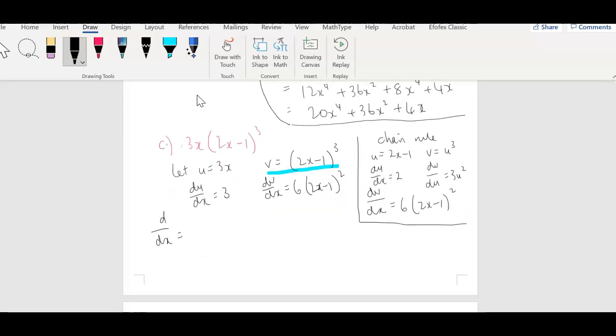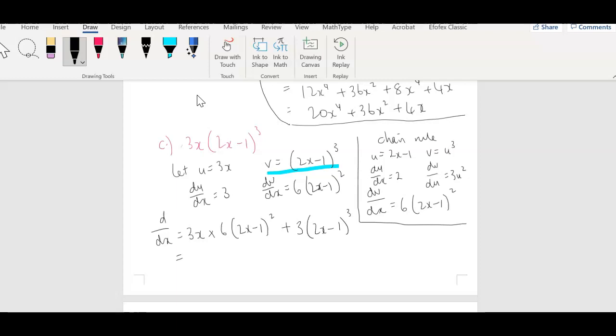and you can scroll up if you, well, you can't scroll up because you can't scroll up on my computer screen. You can see your notes though. It's u times dv dx, so 3x times 6(2x minus 1) squared plus v times du dx. Now, because of 3, I'm going to put that out the front. It doesn't matter that it's in a different order.